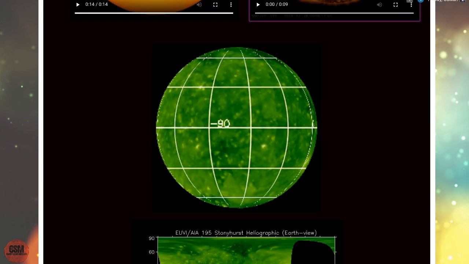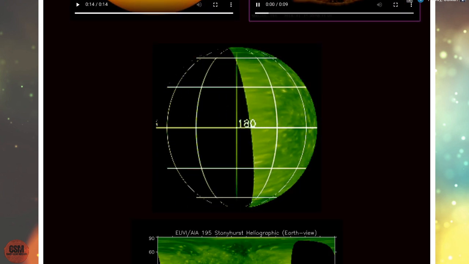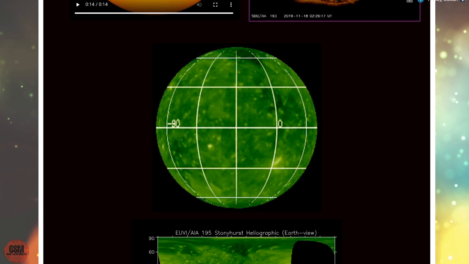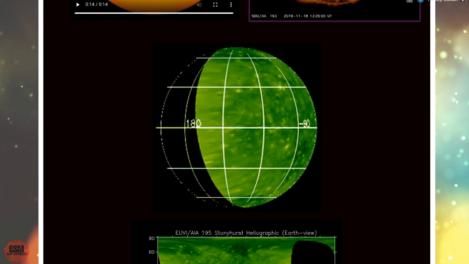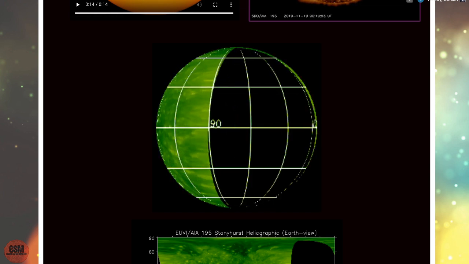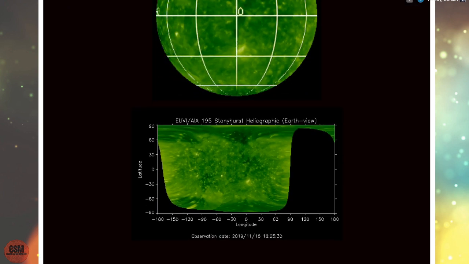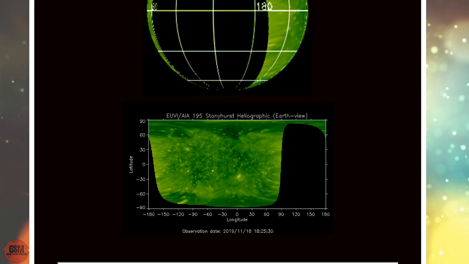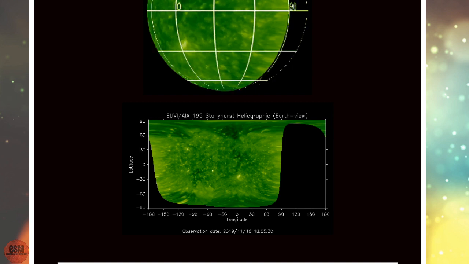Now, this one right here gives us a look at our star from behind. The 0 is dead center, Earth facing, and then when you get to the negative 90, that's your eastern limb. And right now, looking at the sun as a whole, right below it is the chart. The black space that you guys see, this is STEREO B, and it is no longer reporting information.